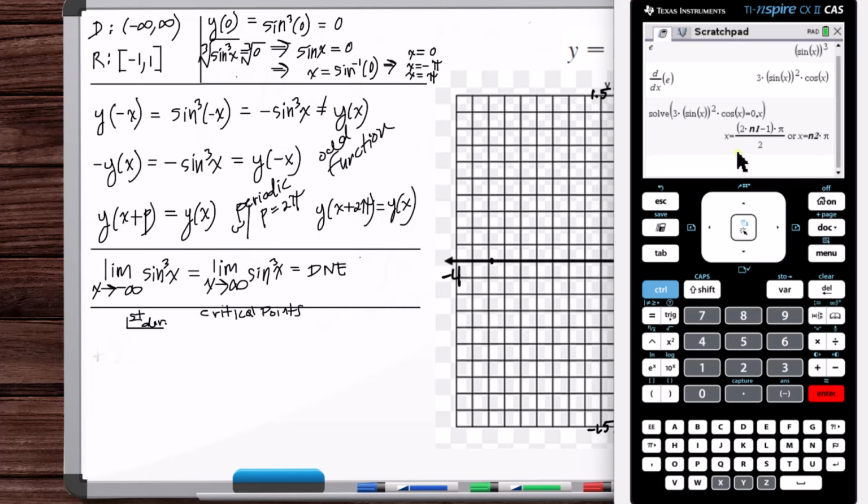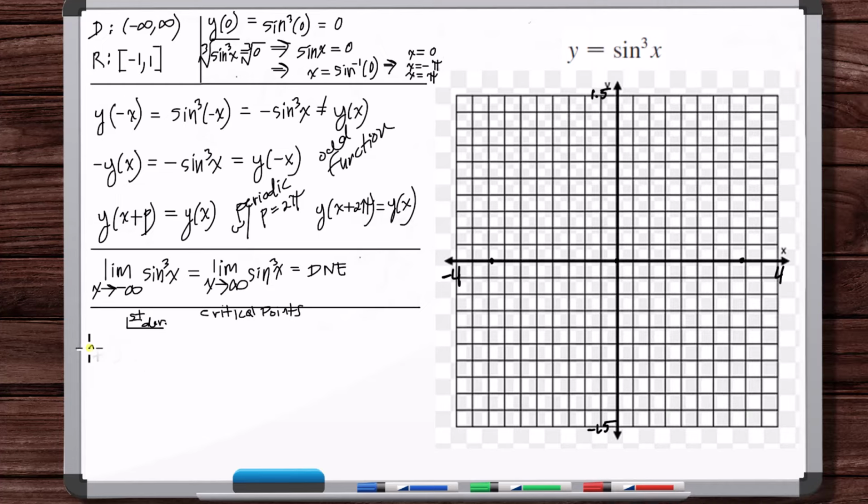All right, so x is equal to (2n minus 1) pi over 2, or x is equal to pi n. So x is equal to (2n minus 1) pi over 2, or x is equal to 2 pi n. Now we only want to use x's that are between minus pi and pi because we're sketching one period. So when n is equal to 0, what do we have?